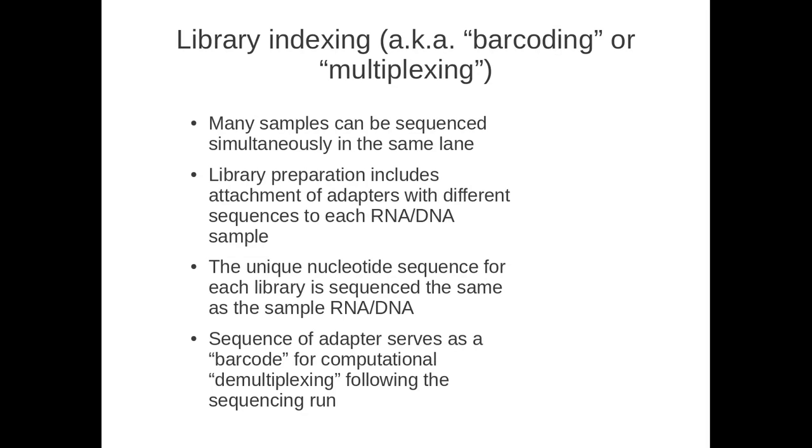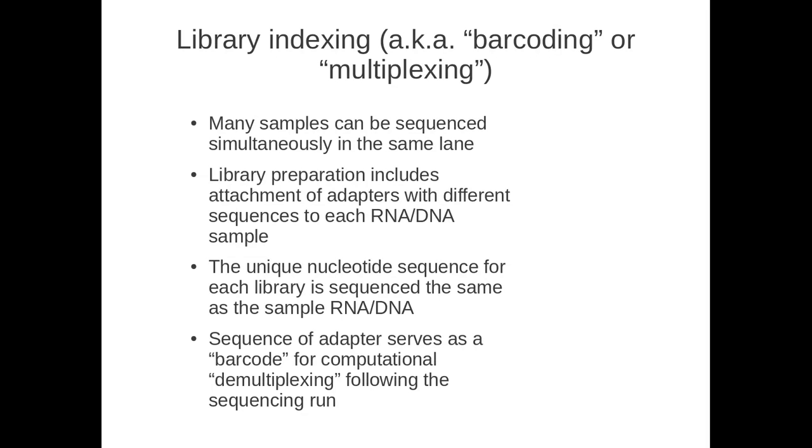So we throw all of the libraries together on the same lane. They all bind to the same flow cell. The clusters that form on the flow cell, as we'll talk about in a minute, all form intermingled. But what happens is that bioinformatically at the end, we use computers to tell us which cluster or which sequence came from which original sample. So that's the concept of barcoding.